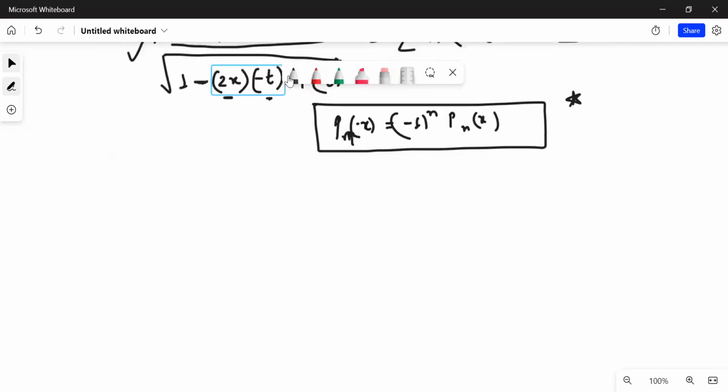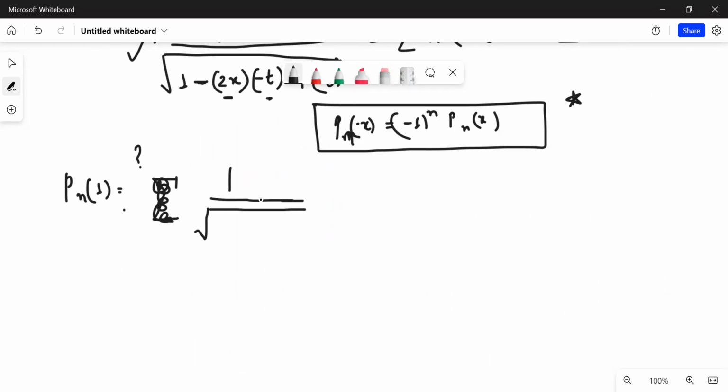Okay. Now when it comes to finding Pn(1), what would be Pn(1)? So Pn(1) would be simply, again use the generating function. This is not summation. This is equal to 1 upon root over, so instead of x, you have 1. So I'll write 1 minus 2t plus t square.